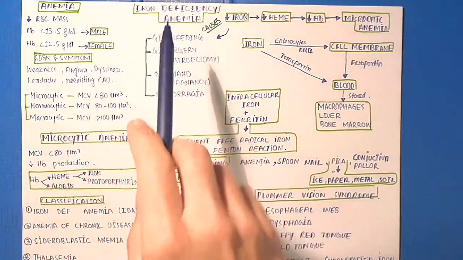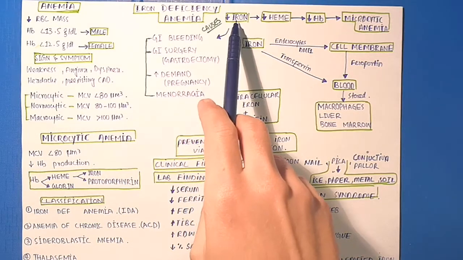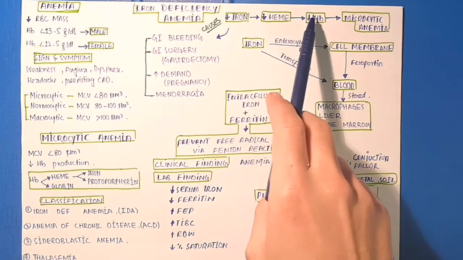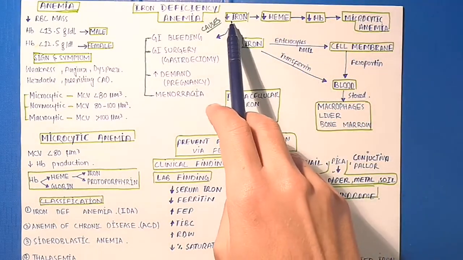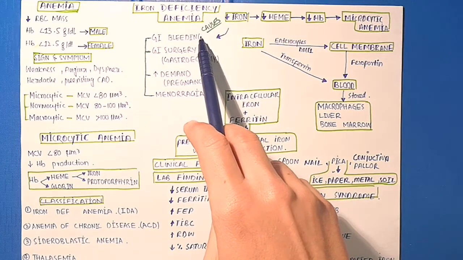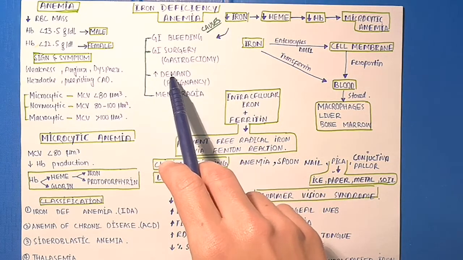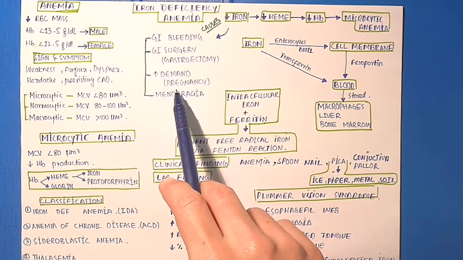Iron deficiency anemia. Iron deficiency anemia is due to decrease in iron level. Decrease in iron decreases the heme, which decreases the hemoglobin, which causes microcytic anemia. The decrease in iron is due to GI bleeding, GI surgery, gastrectomy, increased demand in pregnancy, and menorrhagia, which is abnormal menstrual bleeding.